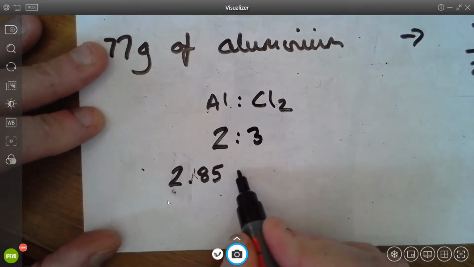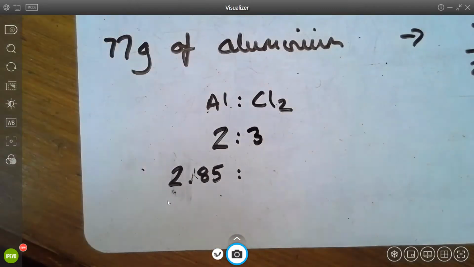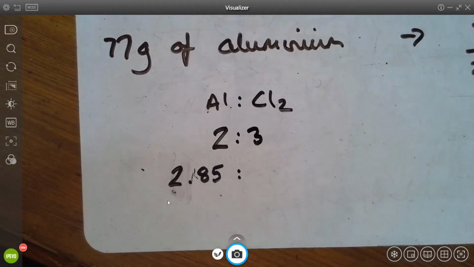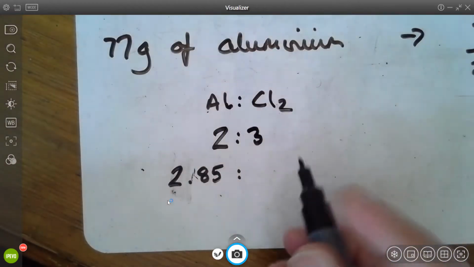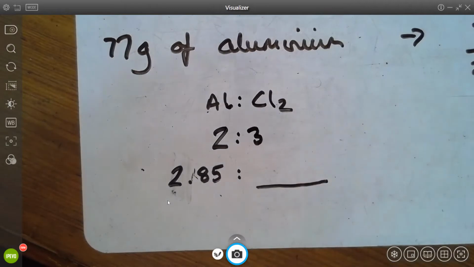Let's make that a bit clearer. We need to scale that up. What I'd like you to do is think about that for a second and then have a go at working out how many moles of chlorine we will need to react in the correct ratio with aluminium. Give yourself a minute, pause the video, come back when you're ready.